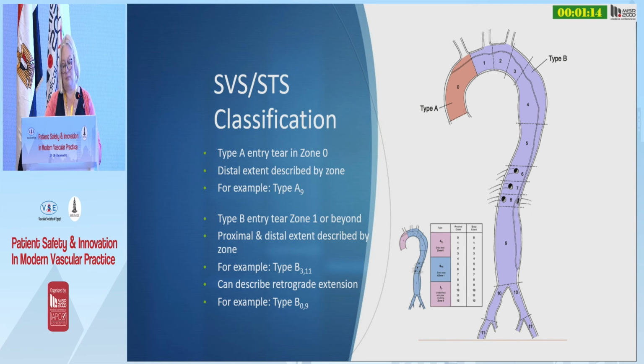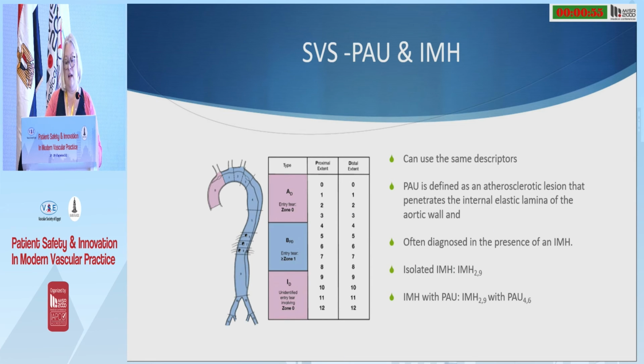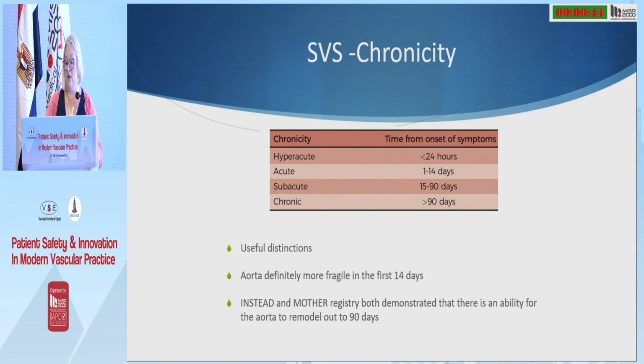Type B, entry tear, the first number is where it starts, and then the second number is where it finishes. So type B 3-11 would describe a dissection. You can describe a retrograde dissection because you can start with your most proximal extent being 0. You can also describe penetrating ulcers and intramural hematomas in exactly the same way by designating where the hematoma is on the zones and where the penetrating ulcer is on the zones.